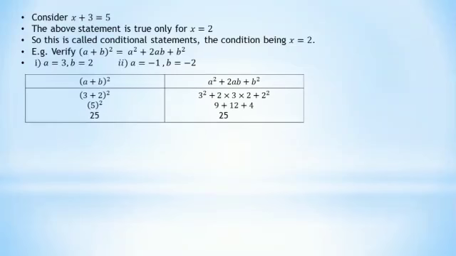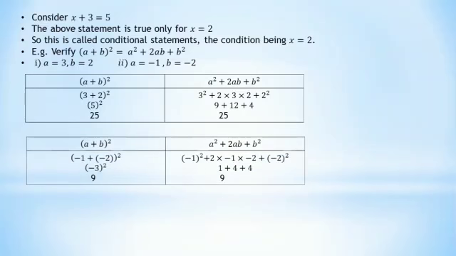For example, take (a plus b) whole square is equal to a square plus 2ab plus b square. First, let us take a is equal to 3 and b is equal to 2. You can observe LHS is equal to 25 and RHS is equal to 25. It's verified. Let us take a is equal to minus 1 and b is equal to minus 2.